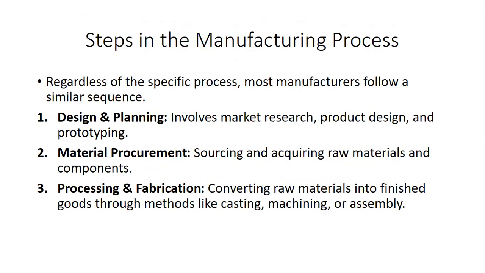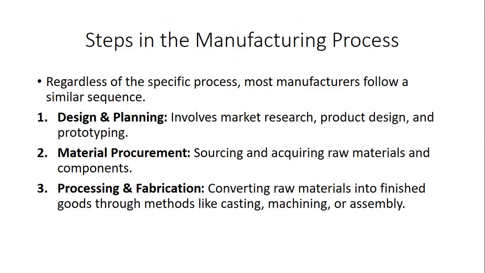What are the steps in manufacturing process? This is the next topic we are going to see. The first and foremost thing is design and planning. In this phase, one has to do market research to know the psychology of the customer about product expectations. Accordingly, they will plan for product design and prototyping. Next one is material procurement. Once the design and planning are done, we have to go for sourcing and acquiring the raw material to make the final products and components.